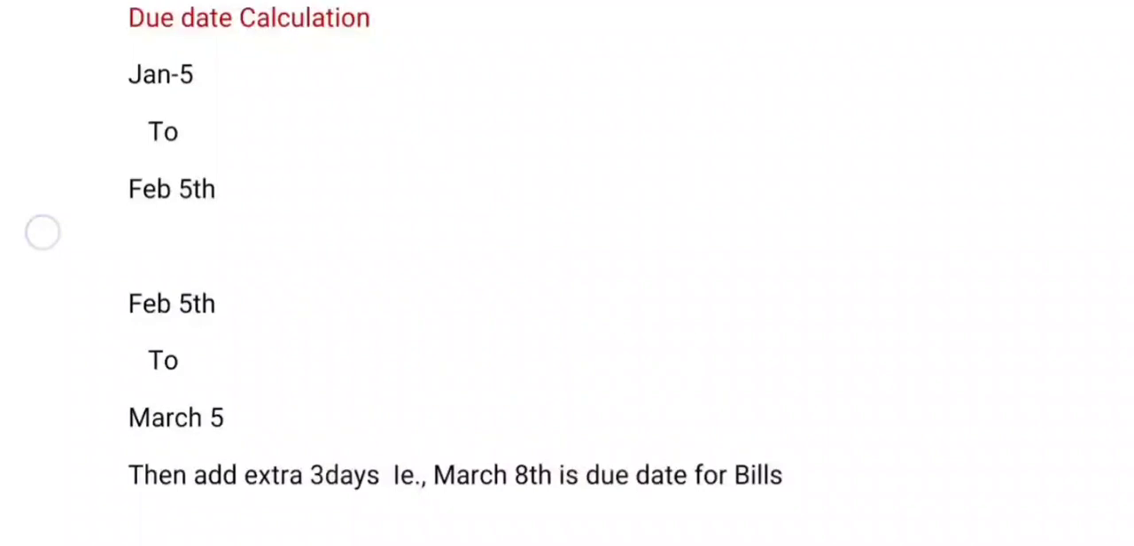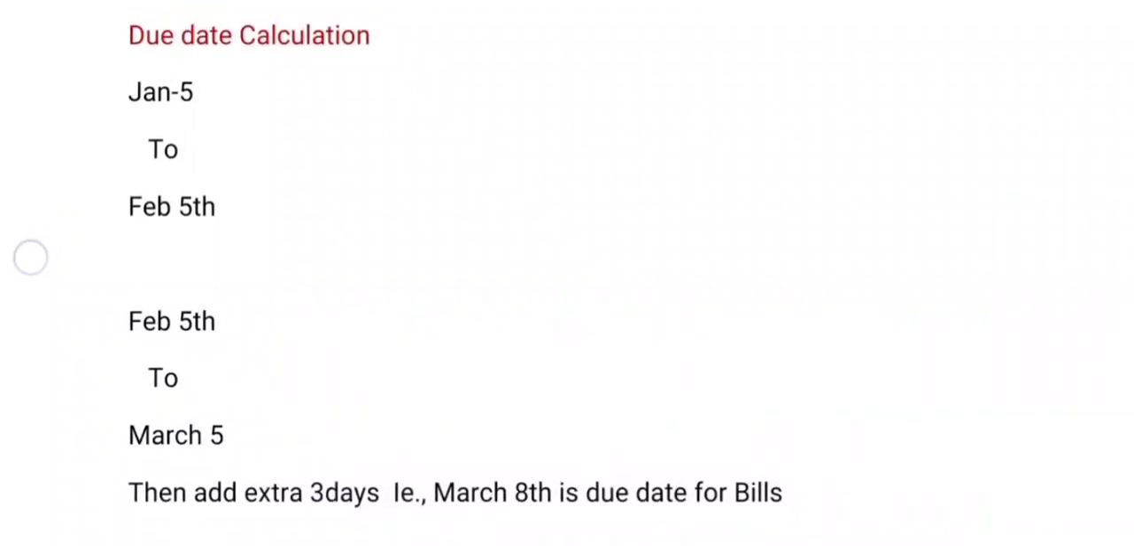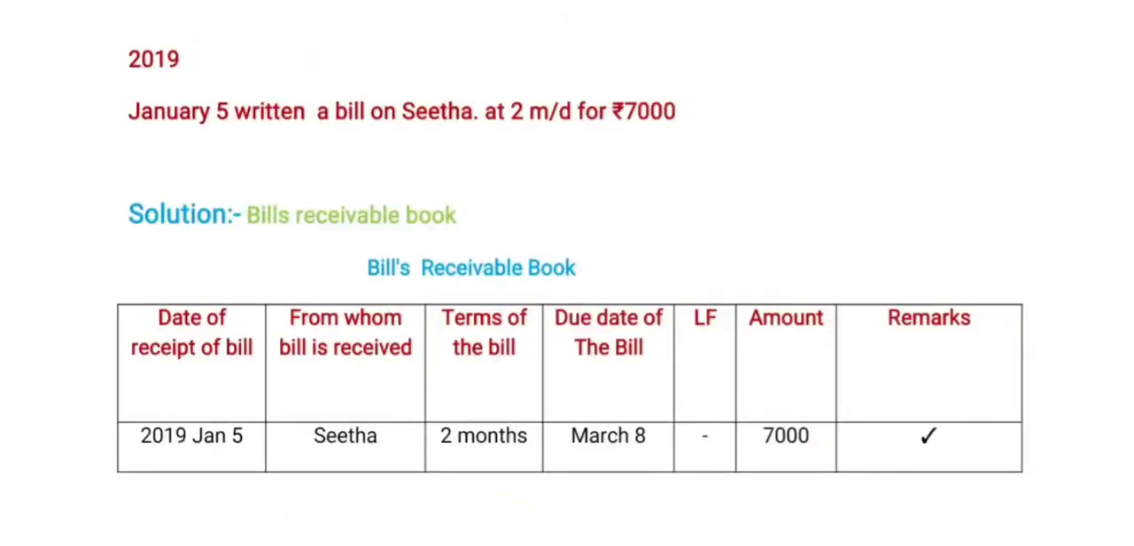It is the grace period of the bill. Then add 3 days, that is March 8 is the due date per the bill. We are going to the bills receivable book. Here the due date of the bill is March 18. We have already calculated it with the working note. Now coming to the amount column, based on the given transaction it is 7,000 rupees.